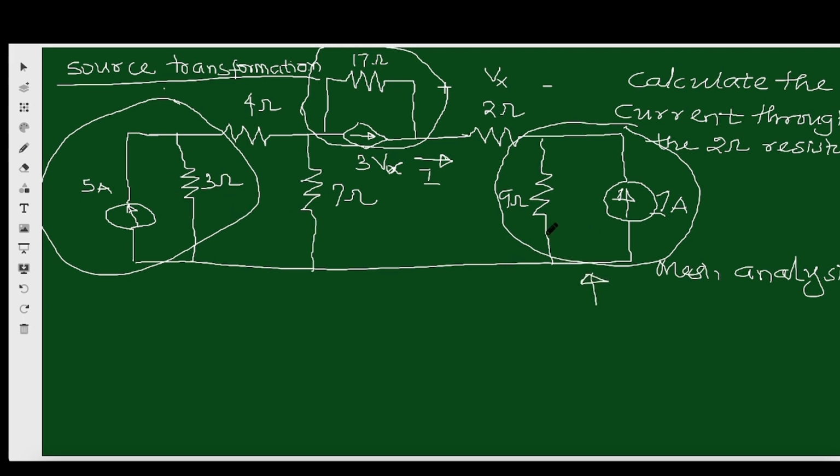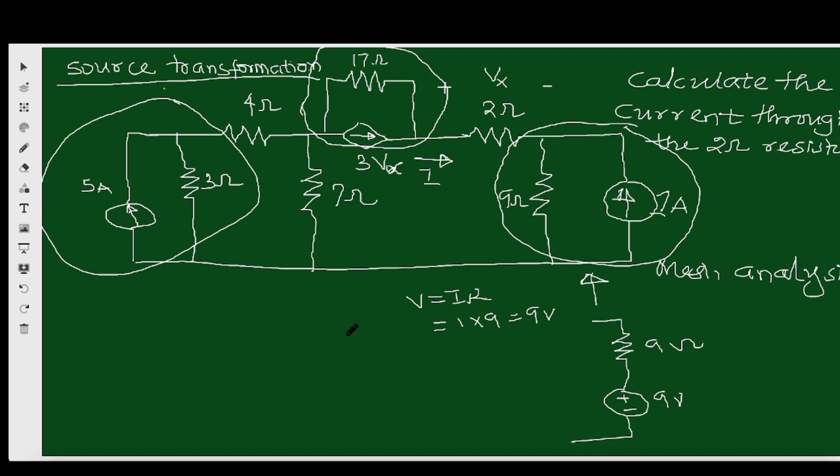So if you transform this current source, what do we have? V is equal to IR. What is I? 1 ampere multiplied by 9, which is 9 volts. So if you redraw that, what do we have? We have 9 ohms in series with 9 volts. 9 volts, 9 ohms, right?